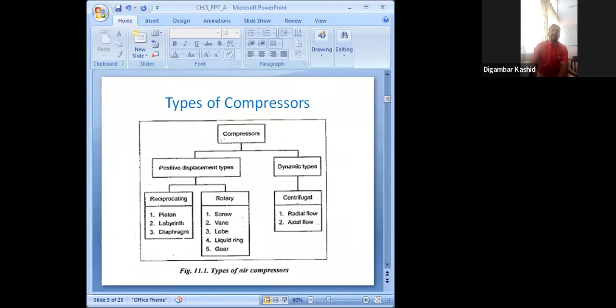Getting it? And the second category, the dynamic type air compressor, is divided into centrifugal and axial. The centrifugal air compressor is again further divided into the radial flow air compressor and axial flow. So these are the types of air compressor. In detail we will discuss further. Please have a look at the screen.